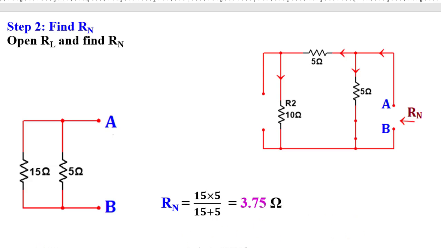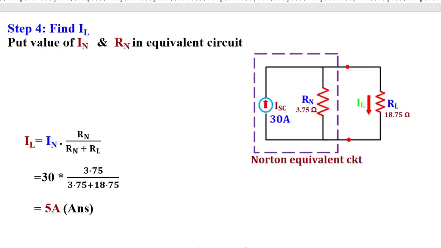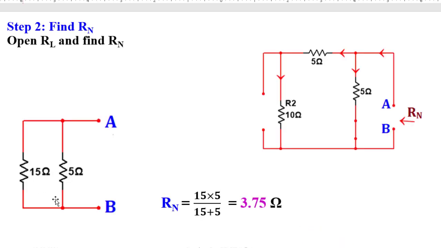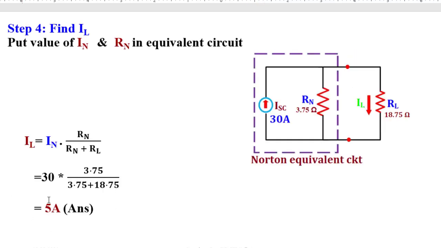What is the next stage? In the next stage we need to put Norton resistance and Norton current in the equivalent circuit, and ultimately we will find the current through load. Say we got the value of Norton current is 30 ampere, and Norton resistance is 3.75 ohm. Now putting those values in the equivalent circuit, this is Norton current 30 ampere, this is Norton resistance which is in parallel, and this is the load resistance. Now we need to find out the load current from this circuit.